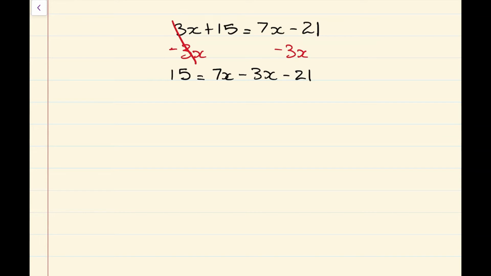Okay? And so the next thing we're going to do is add 21 on both sides of the equation because we have a minus 21 here. And so if we add 21, then they cancel out. And so because we added 21 on that side, we would also have to add 21 over here. So then our resulting equation would be 15 plus 21 is equal to 7x minus 3x.